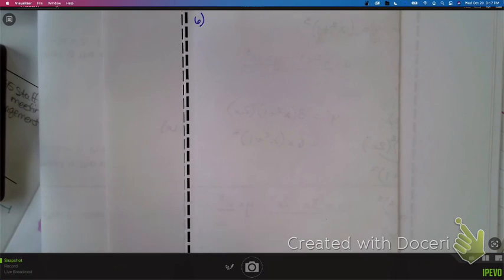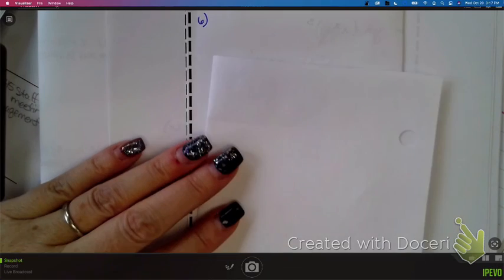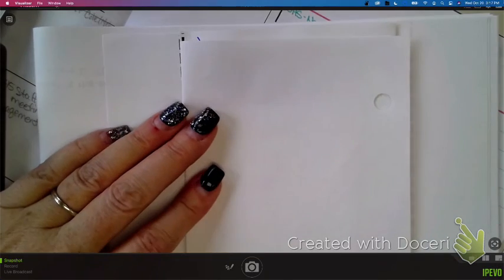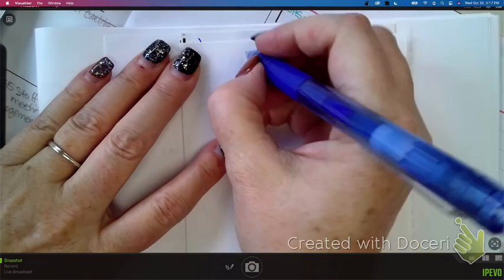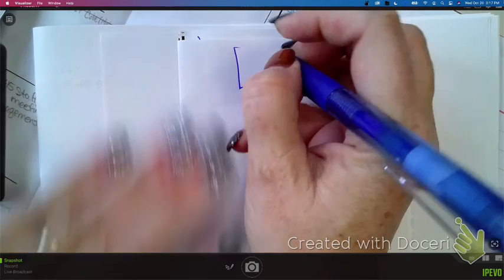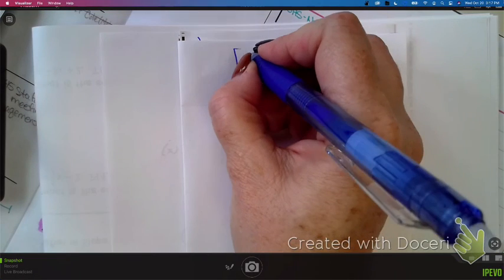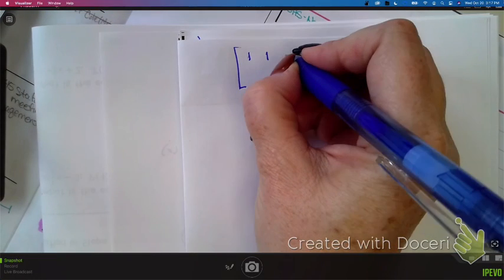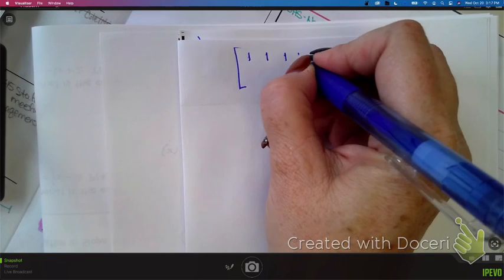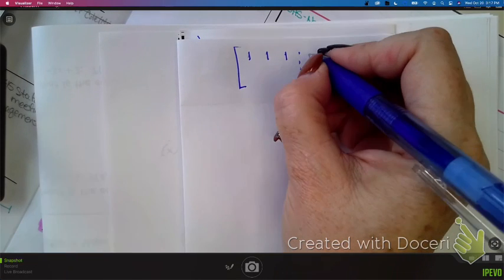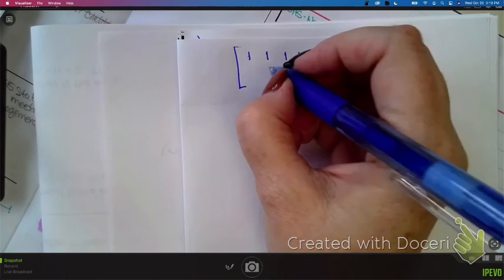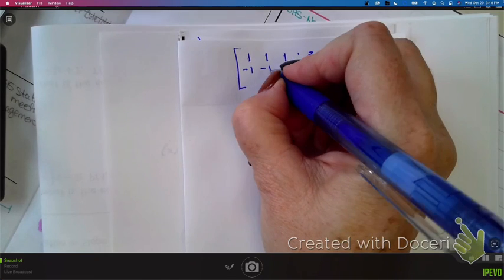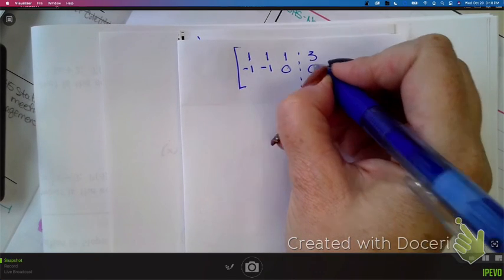Okay, what was your next one you were supposed to do? 19. Okay, so 19, I'm just going to write the augmented matrix down. Got it? So what you should have on your paper for 19 is 1, 1, 1, 3, negative 1, negative 1, 0, 0.